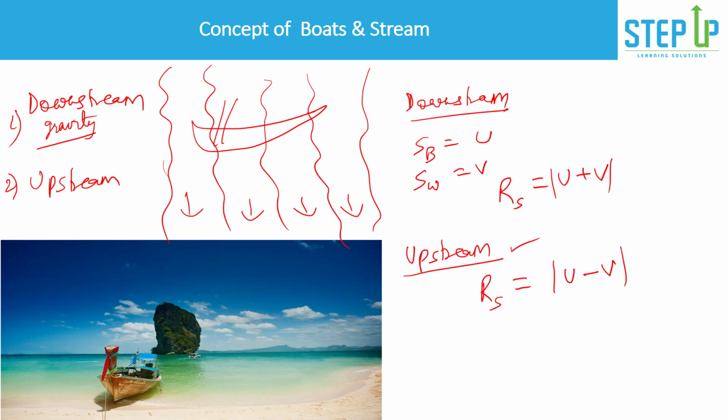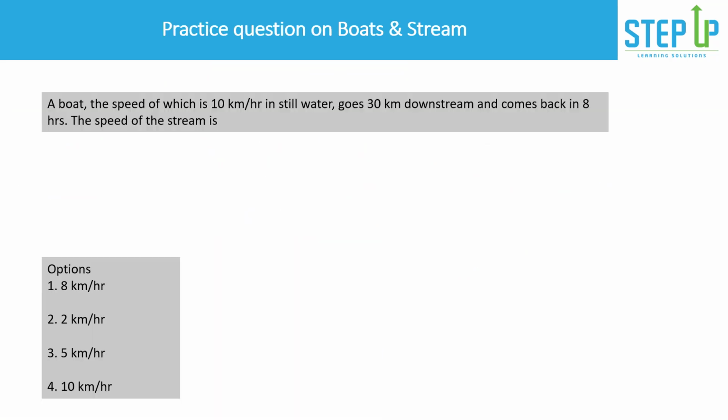Let's attempt one question to further this understanding. It says, a boat whose speed is 10 kilometers per hour in still water goes 30 kilometers downstream and comes back in 8 hours. So the speed of the boat is already given as 10, and the total time is already given. How much is the distance it has to cover? 30 kilometers downstream, and 30 kilometers upstream, because it says it also comes back.